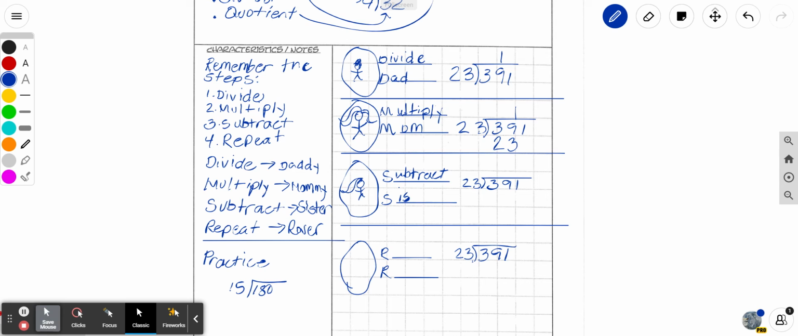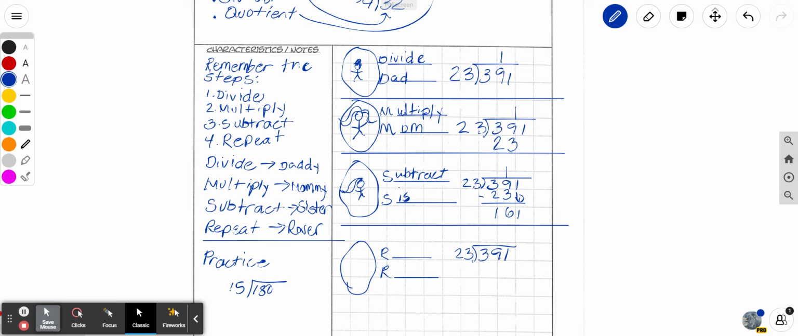So we divided 23 into 39, and it went one time. We wrote 23 below the number we divided into, and then we subtract. So I always bring this down. So if there was a placeholder here, it would be 0. So 1 minus 0 is 1, or you could just bring that 1 down. 9 minus 3 is 6, and 3 minus 2 is 1.